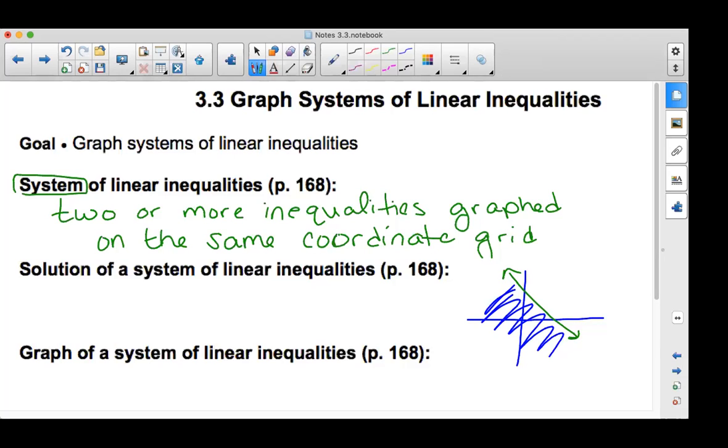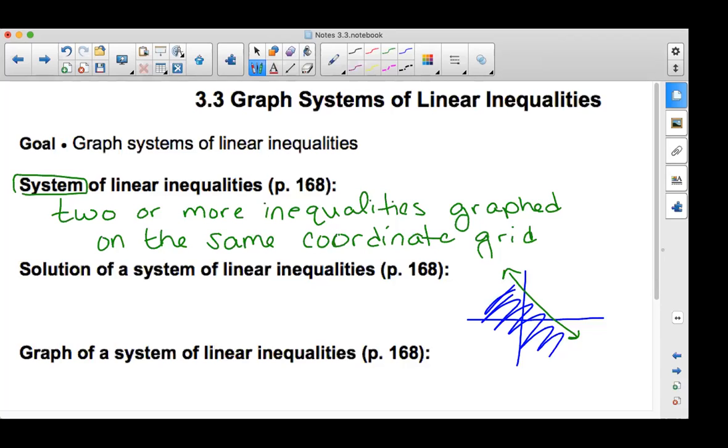So it's not just a line, but we're going to be shading because it's less than the line or above the line, greater than the line. An inequality has shading involved. So that's what makes it an inequality versus an equation. An equation is just the line. An inequality says the answers are going to be above the line, below the line, possibly the line. Just depends what our inequality says.